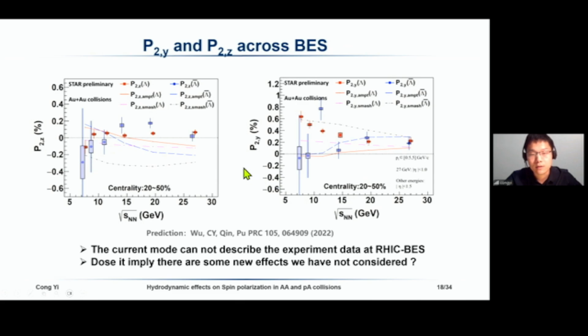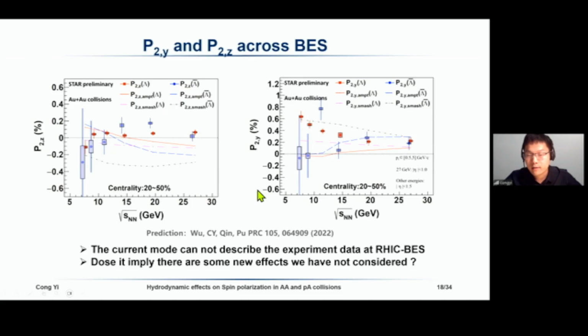The right figure is the P2y as a function of collision energy. The red markers are the P2y of lambda hyperons. We can find it will increase with the decreasing collision energy. But the P2y of anti-lambda hyperons, the blue markers, will decrease with the decreasing collision energy. Our current model cannot describe both of them with a single initial condition.